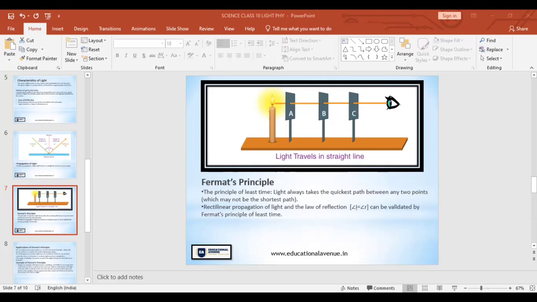So there are some terms that you have to know for spherical mirrors. First is the pole. See here, I am highlighting this part. The pole is the center of the reflecting surface of the spherical mirror, a point. Like this is the concave mirror, so this is the center part.